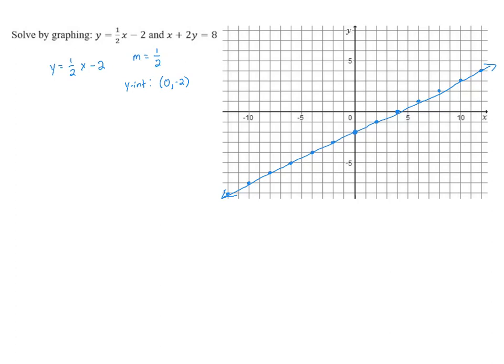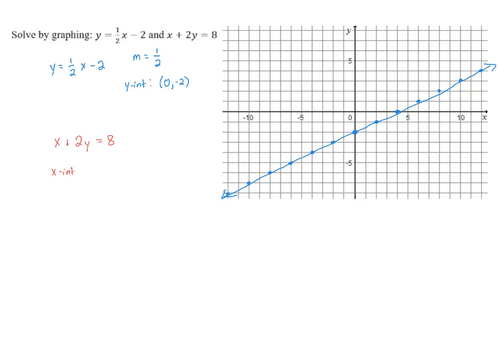The next equation is x plus 2y equals 8. You absolutely could solve this for y, putting it in slope-intercept form and graphing it that way, but I would like to get more practice with the intercept method. So let's find the intercepts.